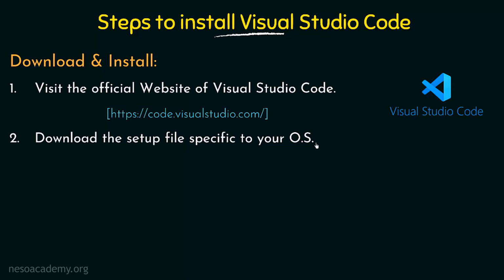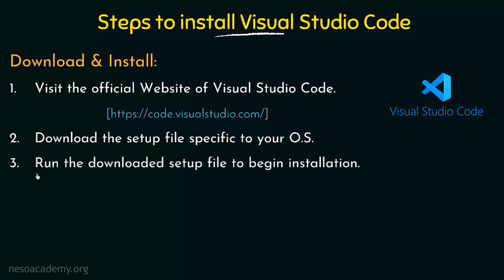Here I am using a Windows system, and the installations and everything that I am going to show are based on Windows. After downloading the setup file, we have to run it to begin the installation, and that will install it on your system. Those are the simple steps that you have to follow for downloading and installing Visual Studio Code.